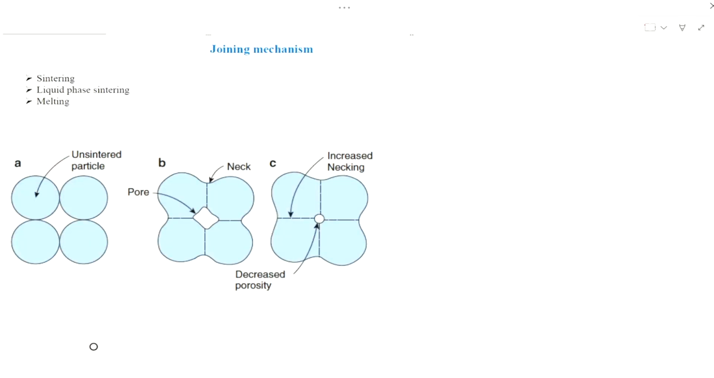So here we have some questions on joining mechanism. There are three different types of joining mechanisms: sintering, liquid phase sintering, and melting. So you can see the phase difference. We have to find out the difference in quality of the product that we get from all these processes. Now, in sintering, the temperature is between half of the melting point and the melting point.